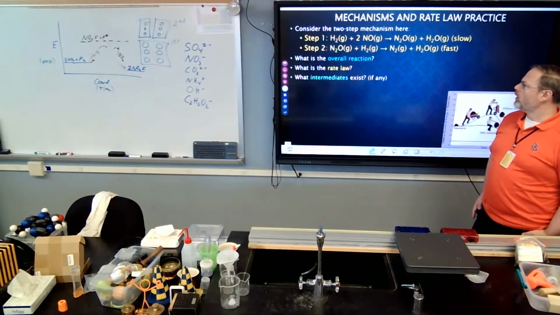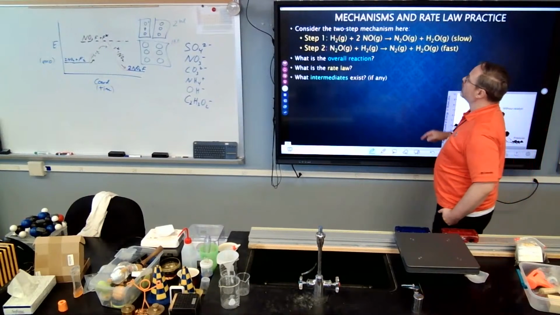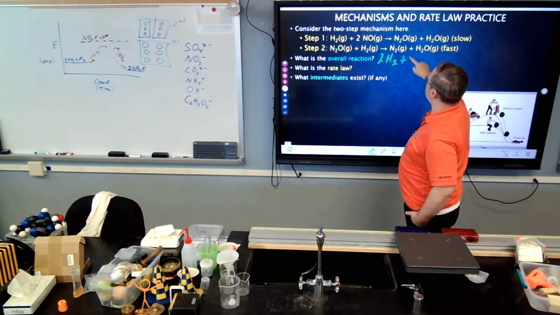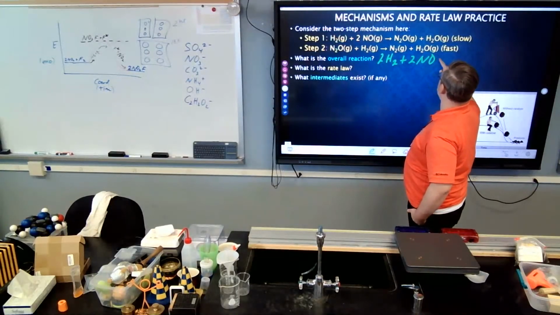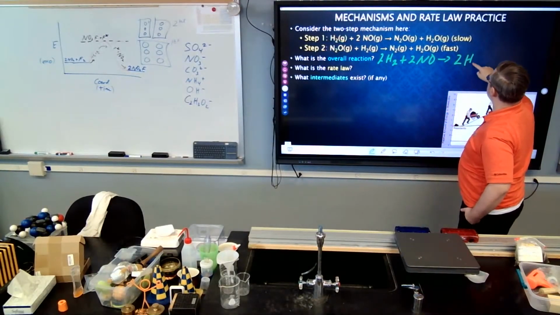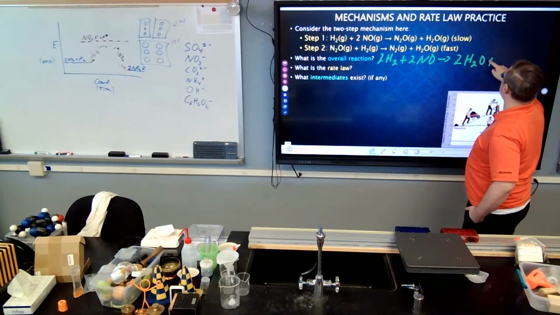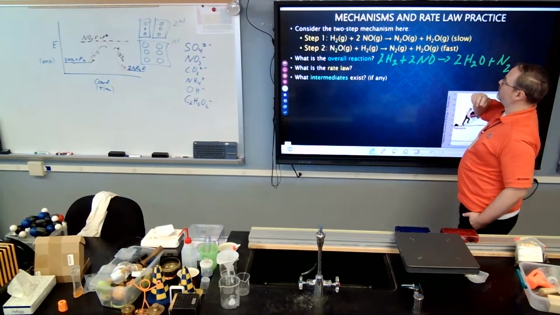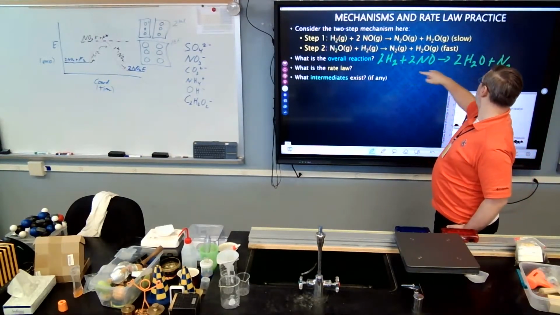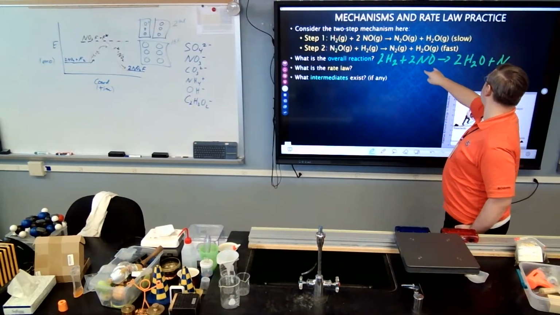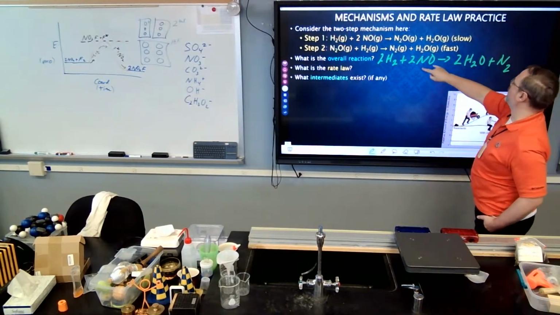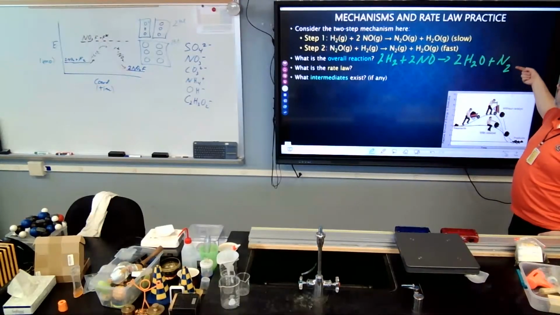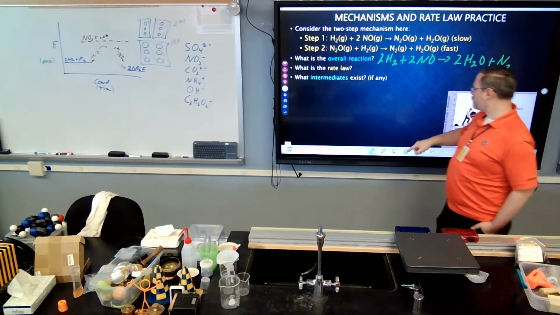Okay. Overall reaction? 2H2 plus 2NO goes to 2H2O plus N2. All right. 4 hydrogens, 2 nitrogens, 2 oxygens, 2 oxygens. It's certainly balanced. Cool. Did we agree that's it? Yeah. Right. Rate law.